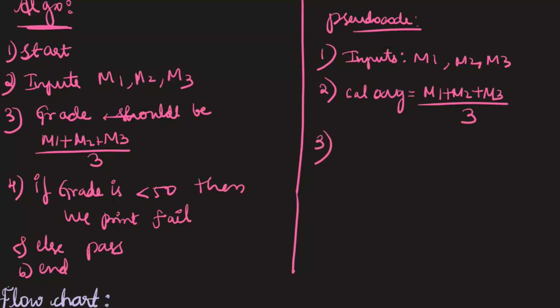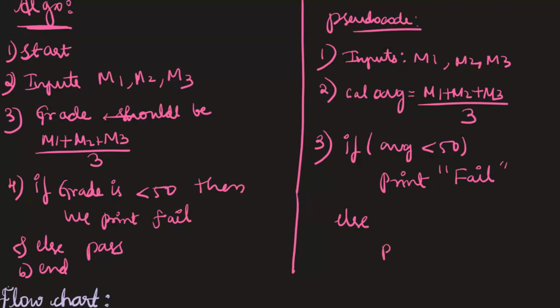Third step is, if average is less than 50, then what do we need to do? We need to print fail. Else, print pass. So this is how we write a pseudocode.